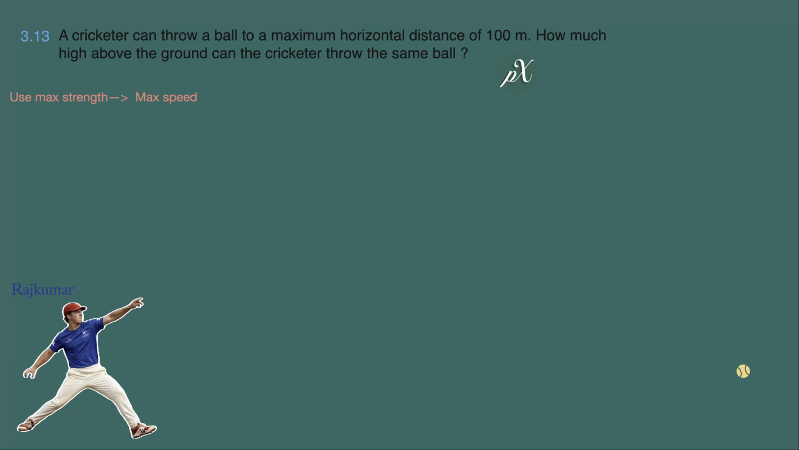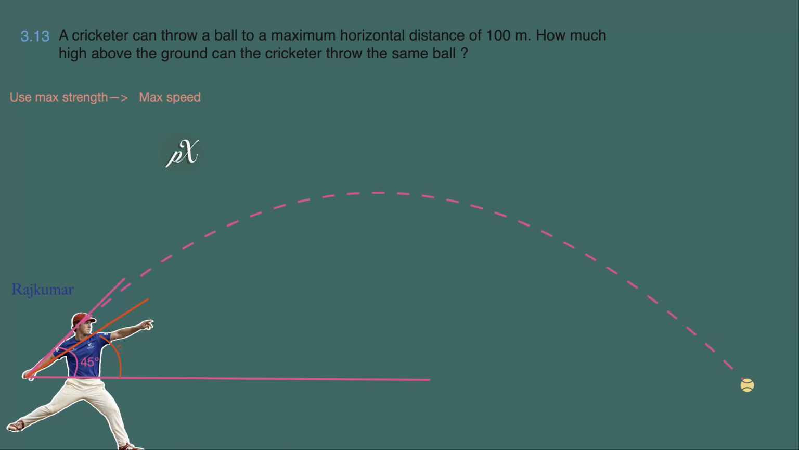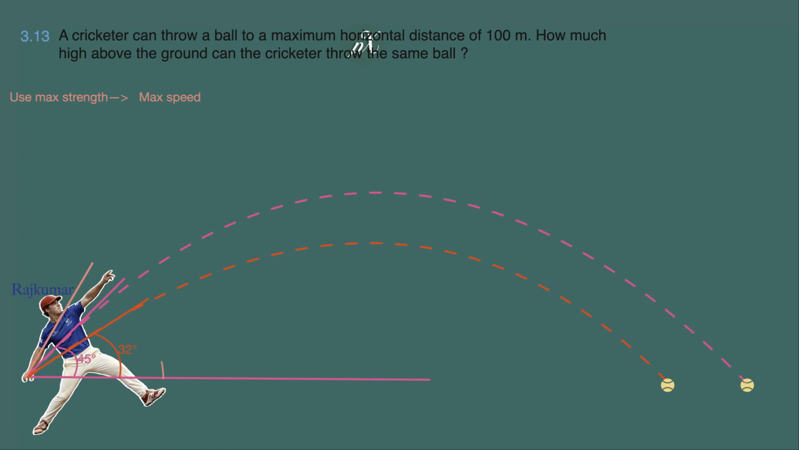Now, let's see what happens when Raj Kumar throws the ball at different angles. First, he throws the ball at exactly 45 degrees. The ball follows this path and lands here. Next, he reduces the angle to less than 45 degrees. This time, the ball lands before reaching the previous distance. Now, he throws the ball at an angle greater than 45 degrees. Again, the ball lands before reaching the previous distance.